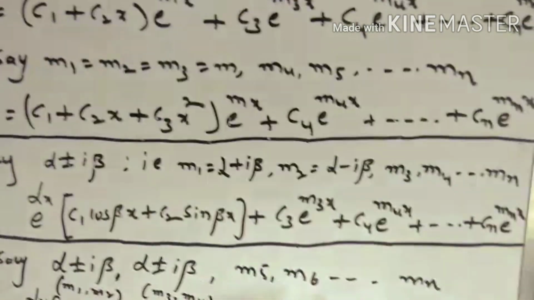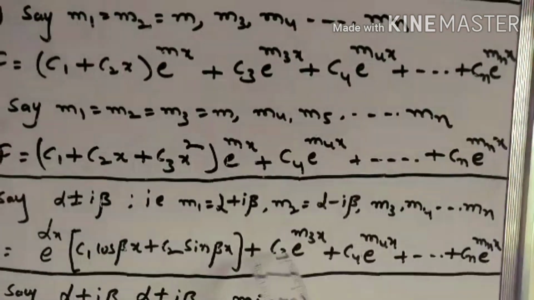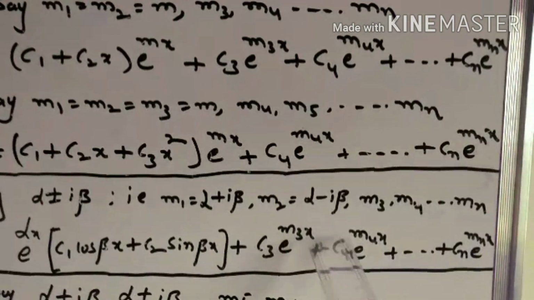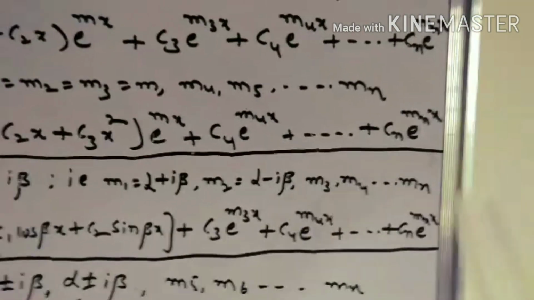What is the process for real and different? Real and different is c1 e to the power of m1 of x, c2 e to the power of m2 of x. Here m3 starts, so c3 e to the power of m3 of x plus c4 e to the power of m4 of x, like this, so on, cn e to the power of mn of x.